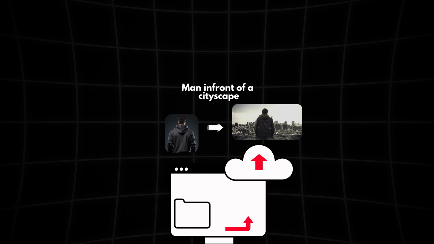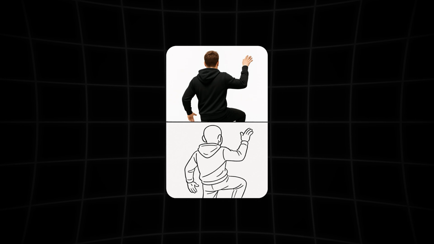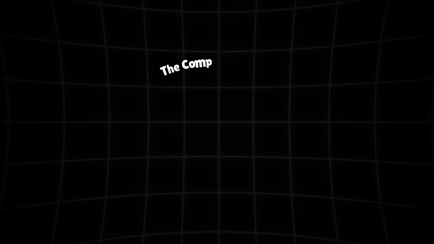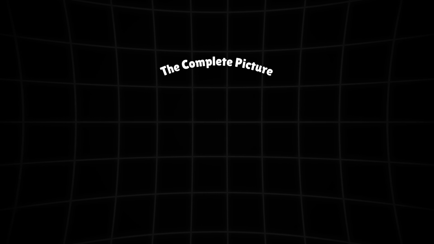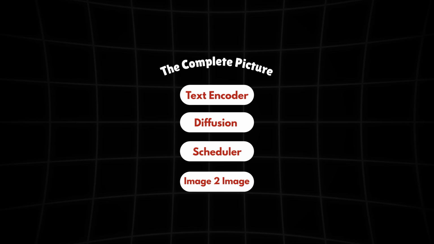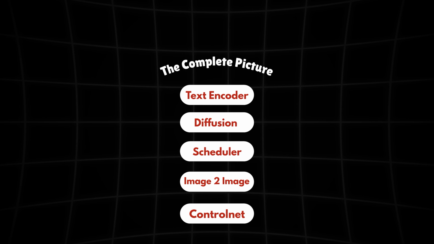So this is the final secret. It's how people are making those viral videos of animated characters perfectly copying a real person's dance. So there you go. Now we have the complete picture. From the text encoder to the diffusion model, the scheduler, image to image, and finally ControlNet. So this is the complete system for AI art explained easily.